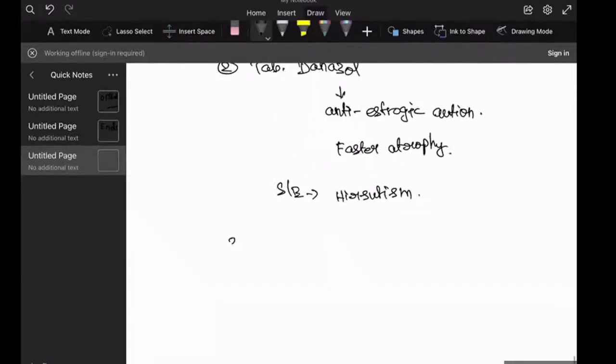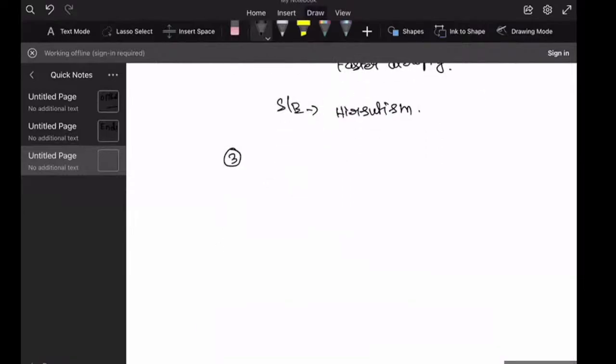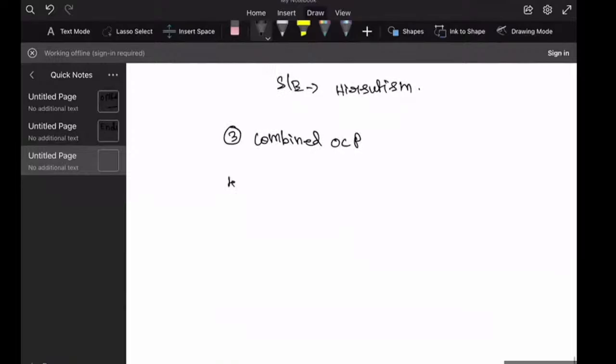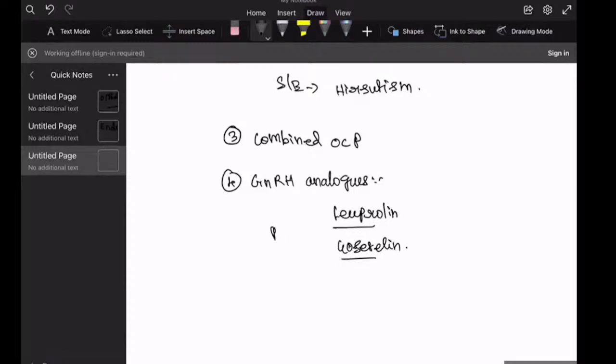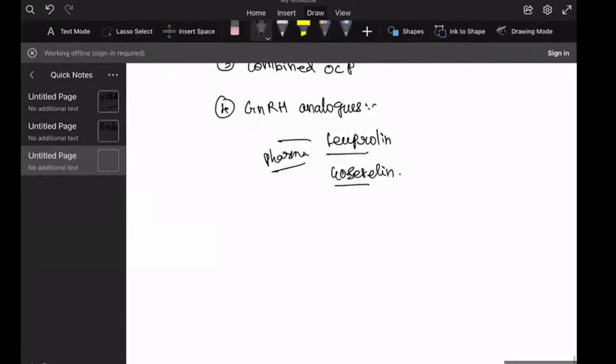Next to danazol we can give combined OCPs, GnRH analogs like leuprolide, goserelin. This question, they have asked in exam as a pharma question. Identify the GnRH analog. It's a pharma question.